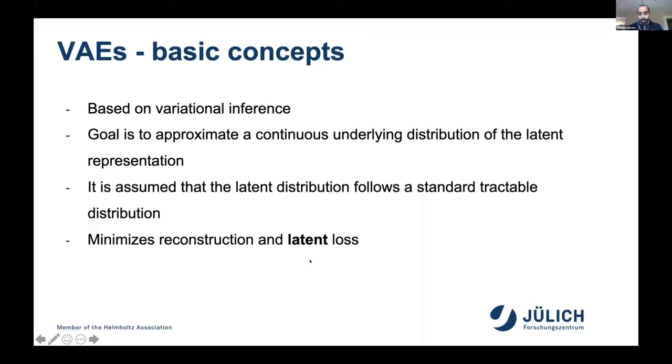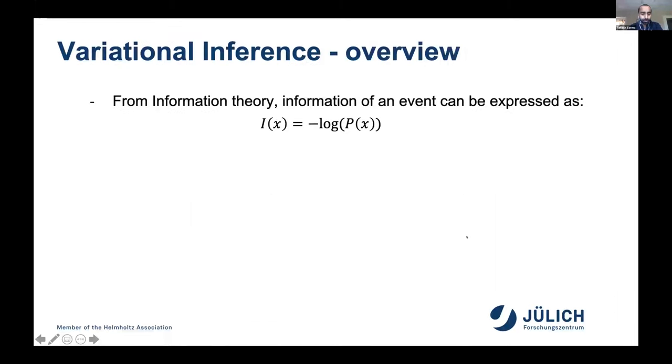And then finally, the distinction also is on the loss function itself. So in the vanilla autoencoder, as we saw, we only have the reconstruction loss, but now we also have this so-called latent loss, which is defined based on this assumption of the distribution that we have.